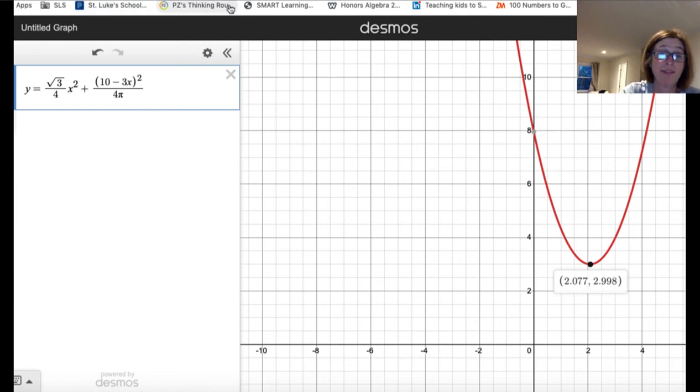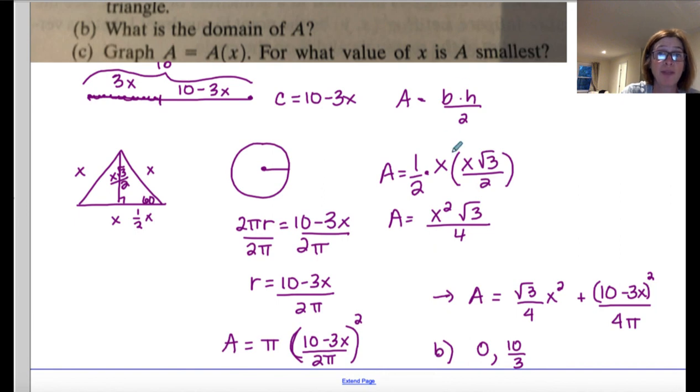Now, if you didn't graph it, you could do negative b over 2a with that equation. It would just be really, really yucky. Okay? So hopefully that helps. And if you need any more help, let me know.